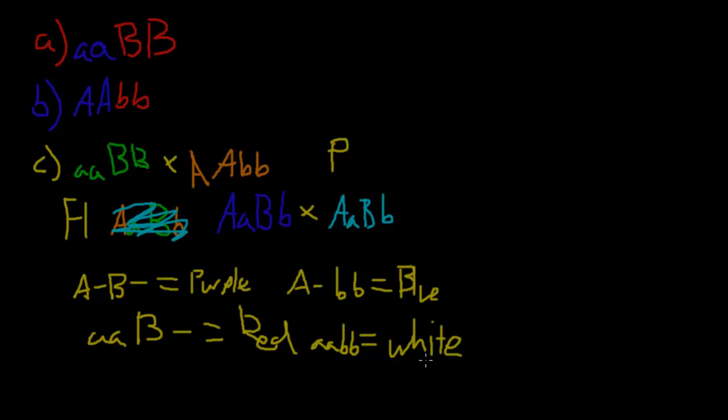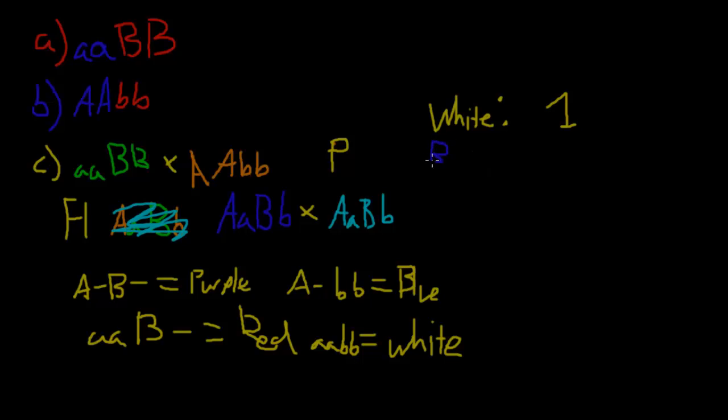What is the expected phenotypic distribution? Well, how many different ways are there to have the white one? That one's the easiest one. We know that there's something defined for each allele. So white, there's only one possible outcome. They're all recessive. Little a from one parent, little b from the other parent.